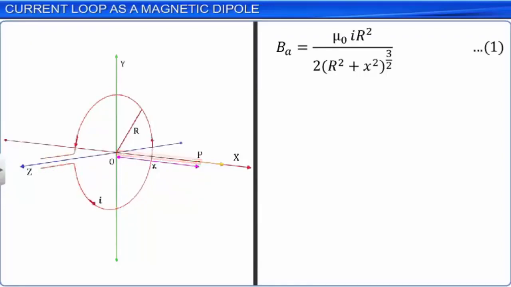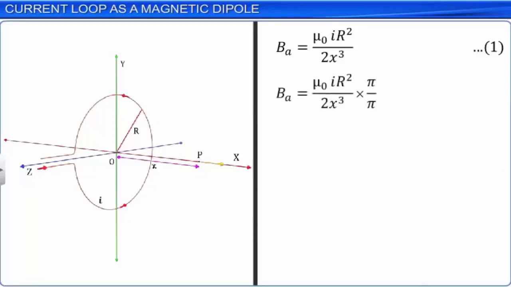When the distance from the center of the loop to the point P is far greater than the radius of the circular loop, that is, x is far greater than R, the term R square in the denominator may be neglected. Now equation 1 is transformed to BA is equal to mu naught I R square by 2x cube. On multiplying with pi in the numerator and the denominator, we get BA is equal to mu naught by 2 pi into I into pi R square by x cube.